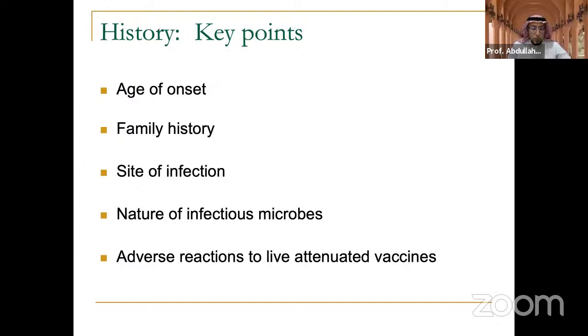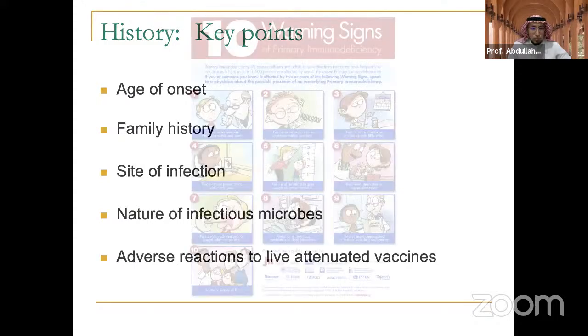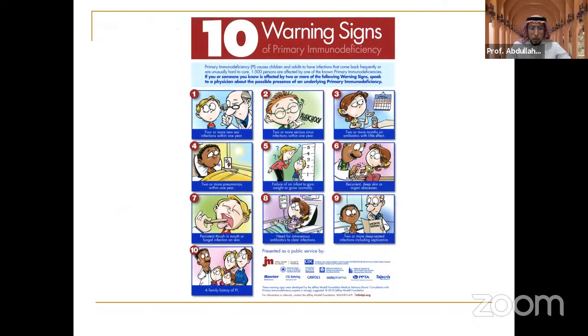In terms of physical examination, by the way, there are people who developed these 10 warning signs of primary immunodeficiency diseases. They were developed by convention, they don't stand on solid scientific grounds, but they can be useful for the general physician, for example, in deciding what patients to investigate.